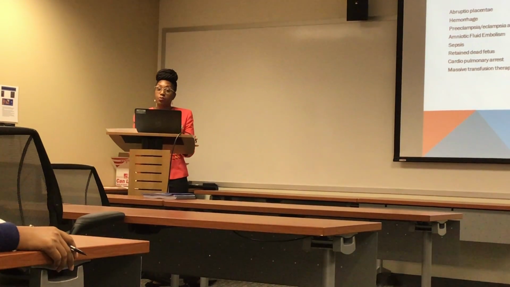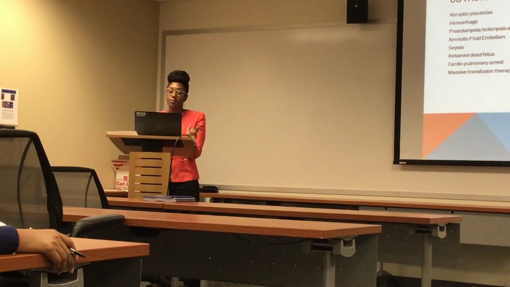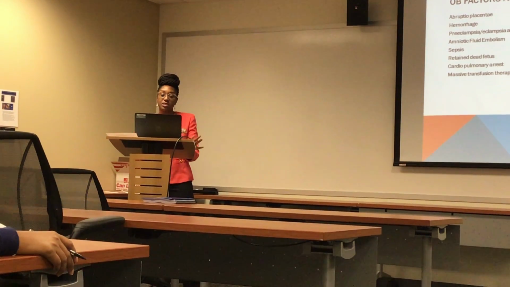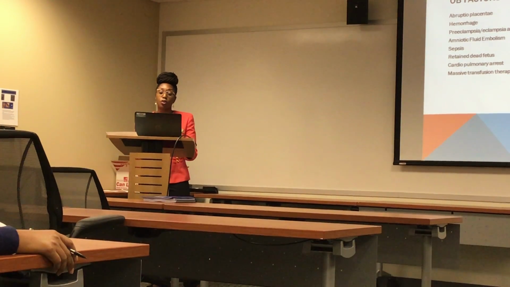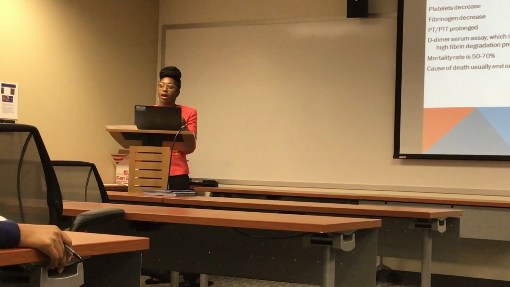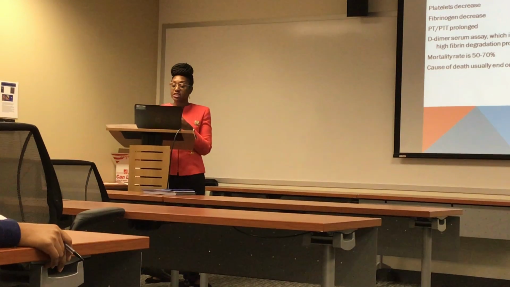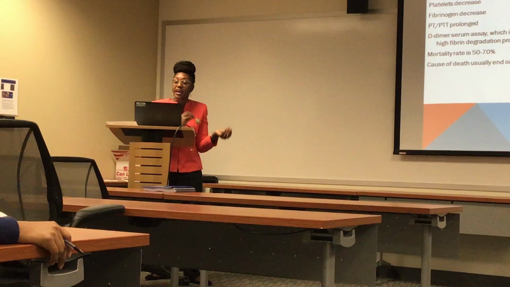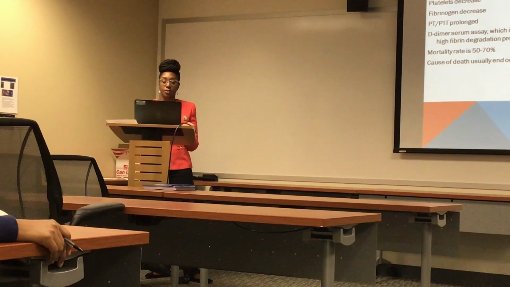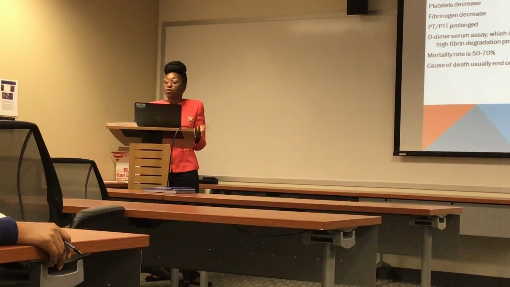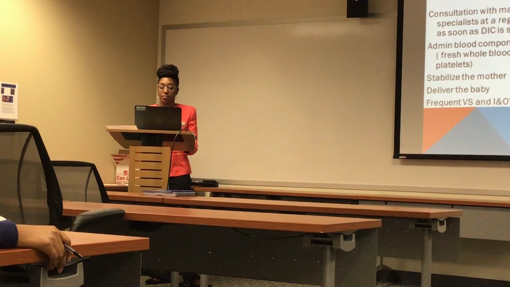Some of the factors associated with DIC are abruptio placentae, hemorrhage, preeclampsia, amniotic fluid embolism, sepsis, retained dead fetus, cardiopulmonary arrest, and massive transfusion therapy. So what do our labs look like when we have DIC? Platelets decrease, fibrinogen decreases, PT and PTT are prolonged. The D-dimer, which would normally be negative, is now positive because of the high fibrin. Mortality rate is 50 to 70%, and the cause of death is usually end organ damage.